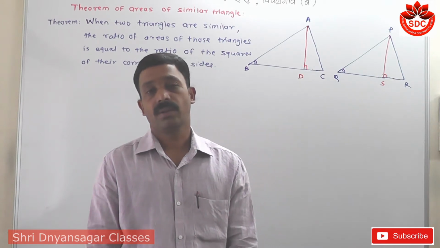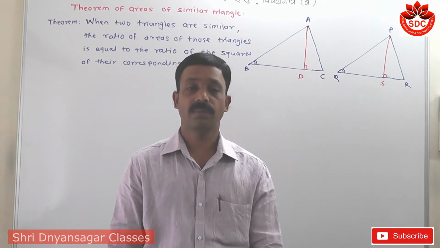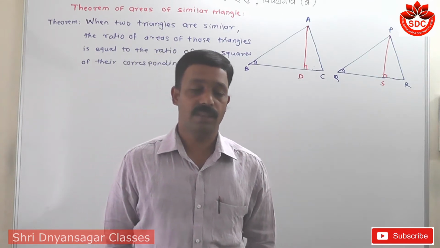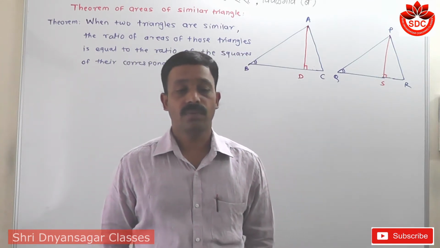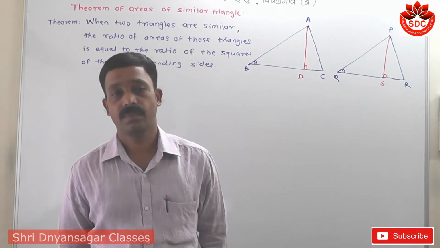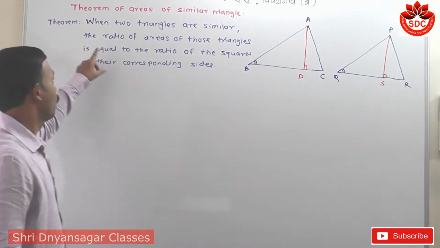Today we discuss a very important theorem of chapter number one, similarity. Now this theorem is the theorem of the areas of similar triangles. Now the statement for this, look at the board.